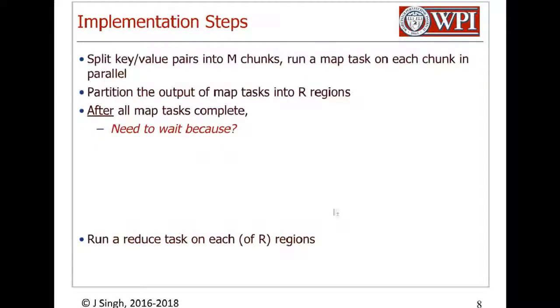Okay. So what are we doing? We are basically taking all of the keys and values and we're splitting them into m chunks, and we run a map task on each chunk, and then we basically shuffle the output and partition the output into a whole bunch of regions. And then after all the map tasks have completed, we run a reduce task on each of the regions. That's really what we've talked about. And there's this question sitting here saying, why do I need to wait before all the map tasks are done before we can start running the reducers?